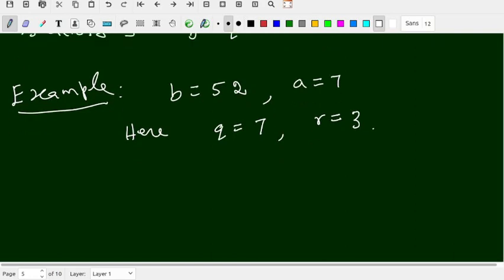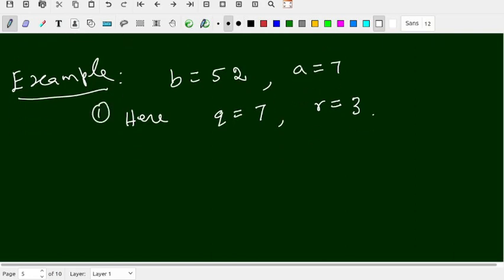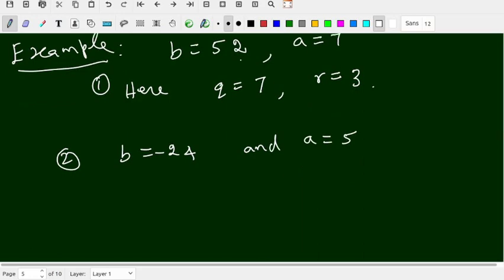Okay, suppose in the first example we have a negative dividend and a positive divisor. For example, I take B equal to minus 24, and A is 5. Now can you find the quotient and remainder? Usually if both numbers are positive, you can directly divide. If B is negative and A is positive, can we find quotient and remainder?